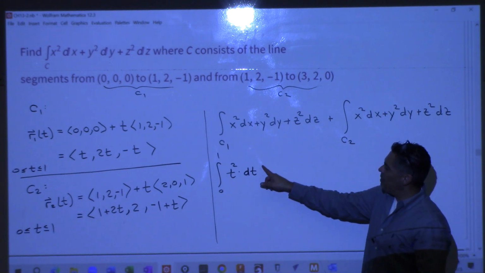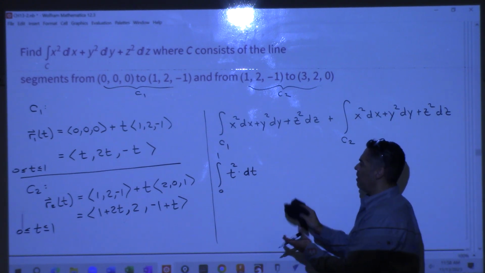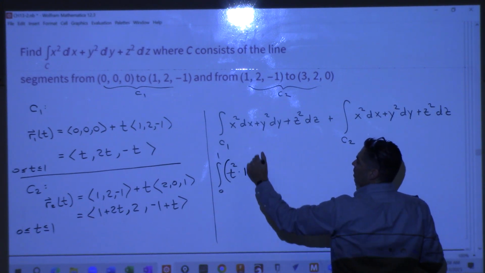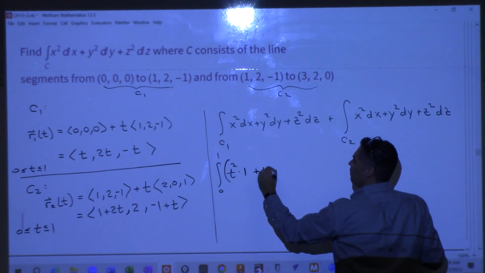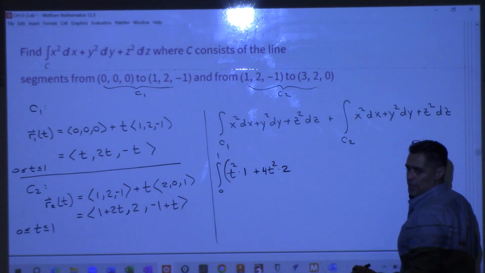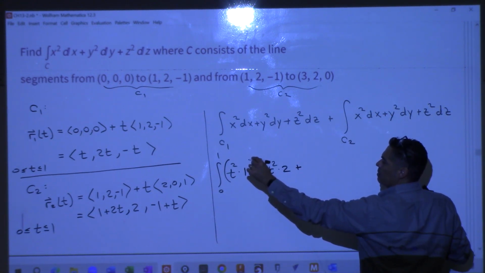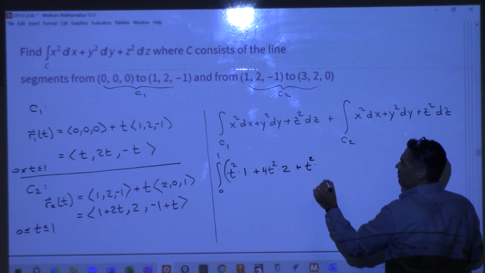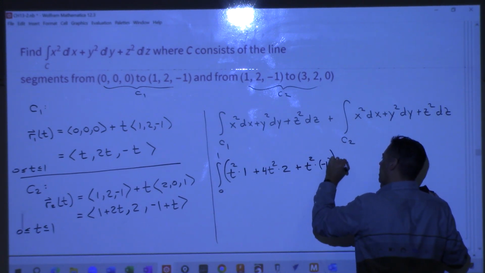Now, do you want me to do another integral, or do you want me to just wait on the dt and put it in the back? Wait on the dt? Okay, so let me do it this way. I'll put 1 here. So that's the derivative, plus, what's y squared? 4t squared. dy? 2 dt, right? Plus, what's z squared? Negative t squared, but that'll be t squared, right? And then dz, careful on dz, negative 1. And then all of that dt.